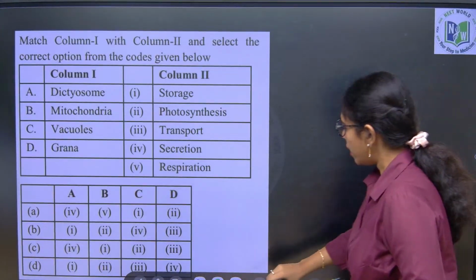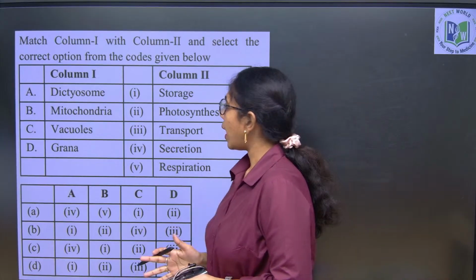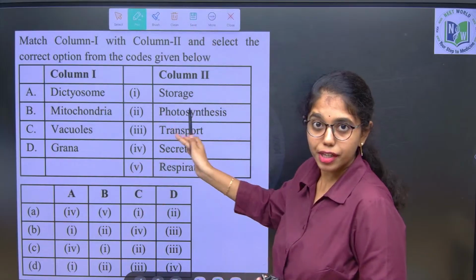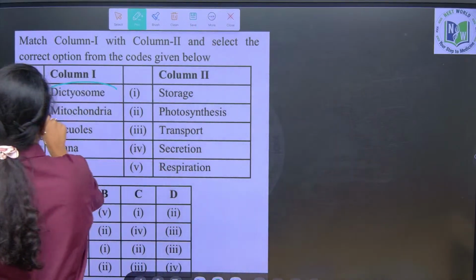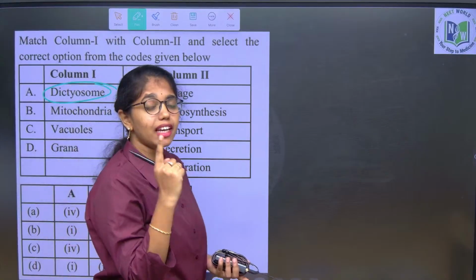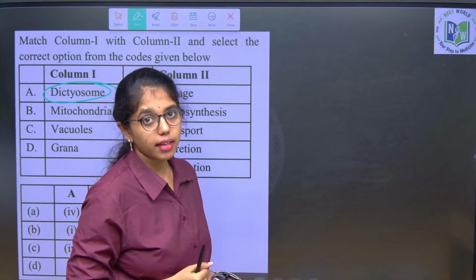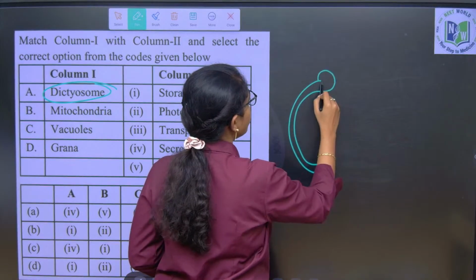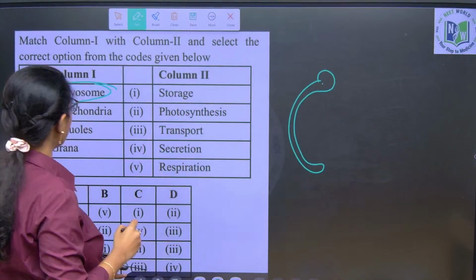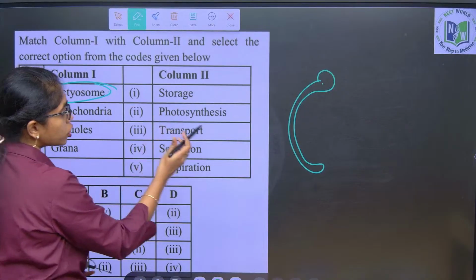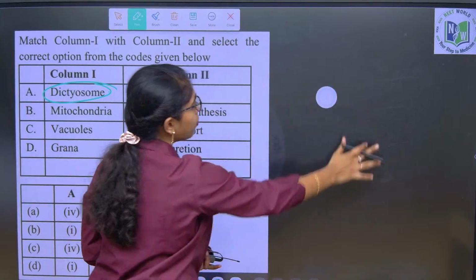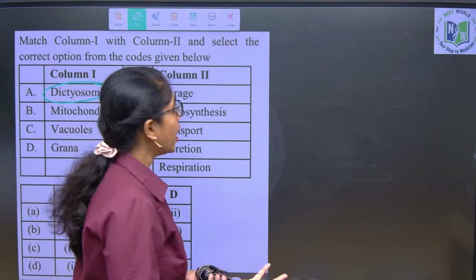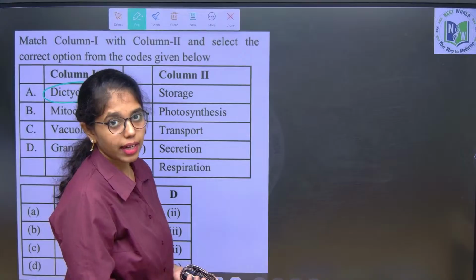Yes, here both column 1 and column 2 are given. We have to choose one with respect to the organelle and its function. Dictyosomes are nothing but single cisternae present in plant cells. Just single cisternae is present in plant cells; you will call it dictyosomes. Golgi bodies are unicisternae or multicisternae. Its function is secretion and packing and forming glycolipids and glycoproteins.